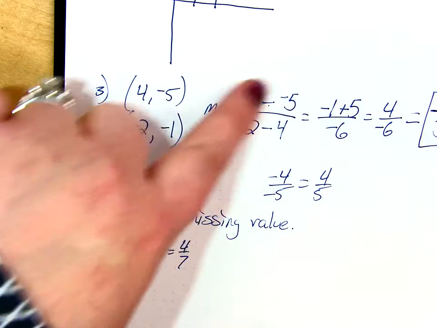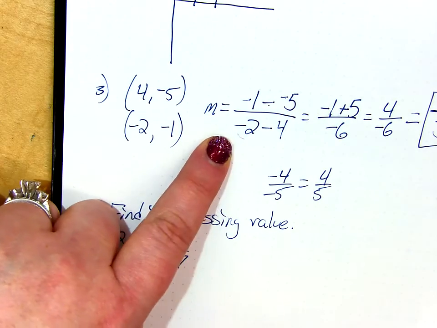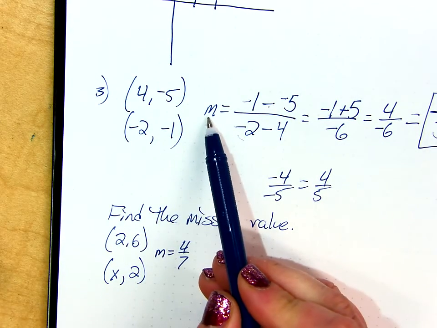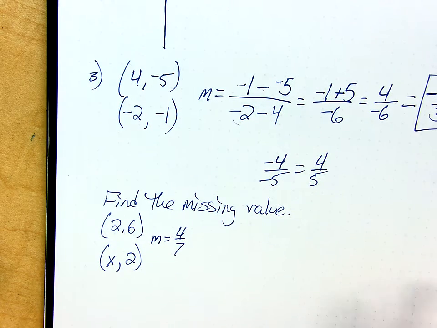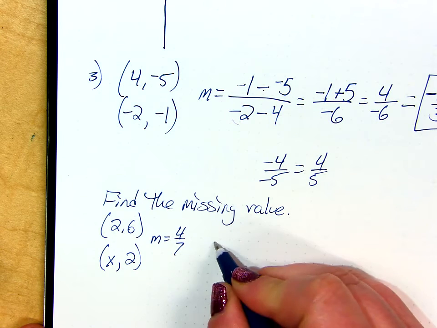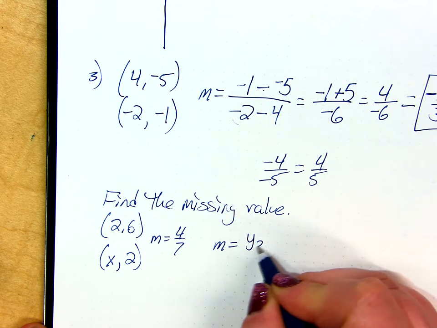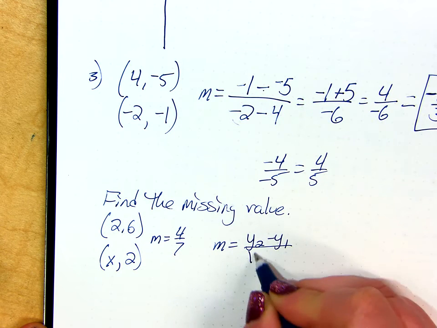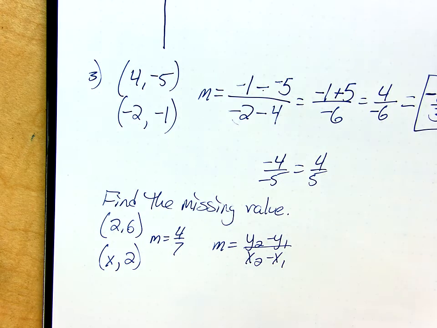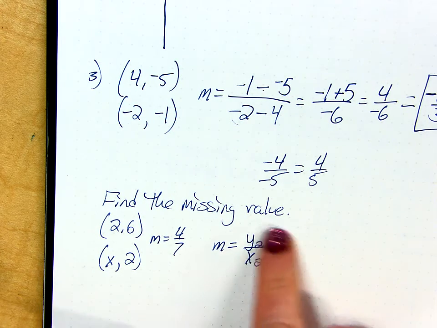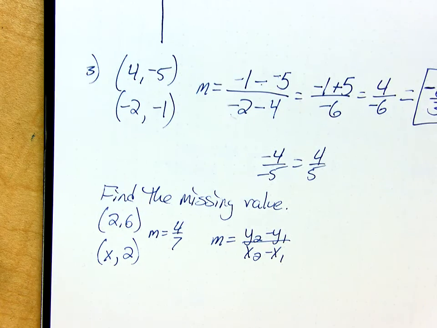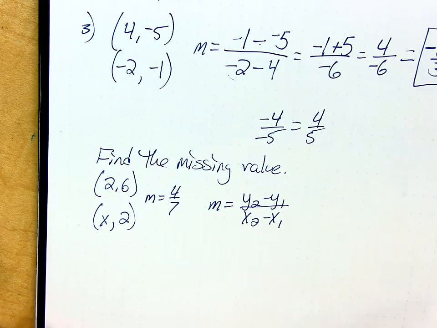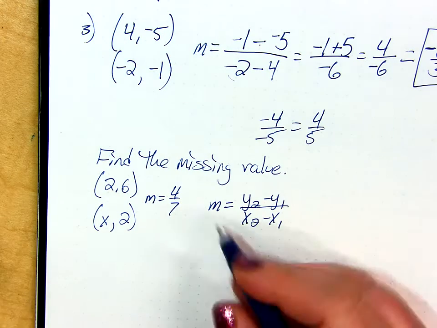I'm going to start off with my formula for slope. The only difference is that this time I do know what m is, so I'm just going to plug that in. So my formula for slope, I'm going to rewrite it again right here. Slope is equal to y2 minus y1 over x2 minus x1, right? I have all of these pieces except for one of them. So let's plug in all those parts and see what comes out. m is 4/7.